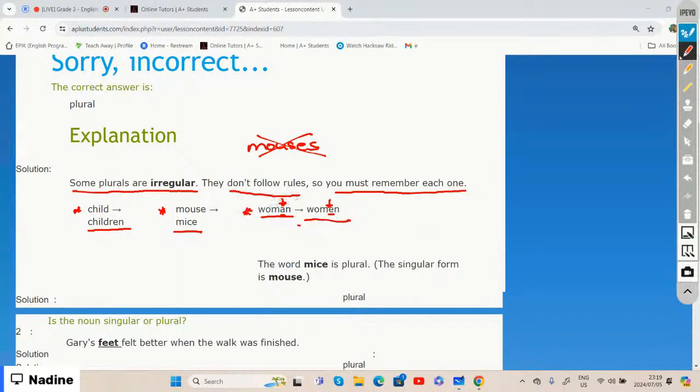So that is why we say that when it comes to irregular plural nouns, they do not follow any rules. So you're just gonna have to remember each one. You're gonna have to remember child changes to children when it's more than one, one mouse to more than one mice, one woman to more than one women.